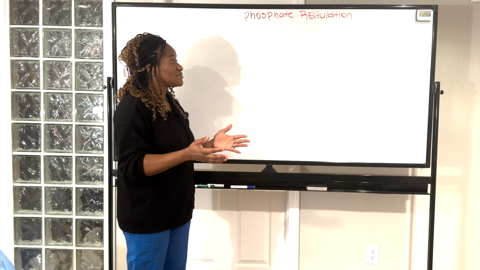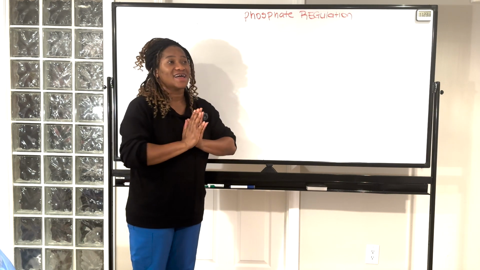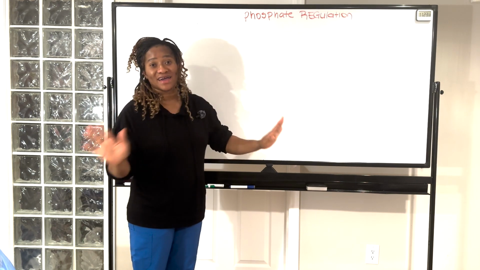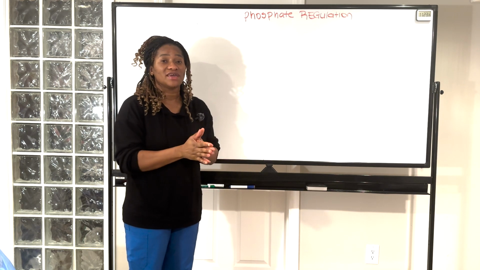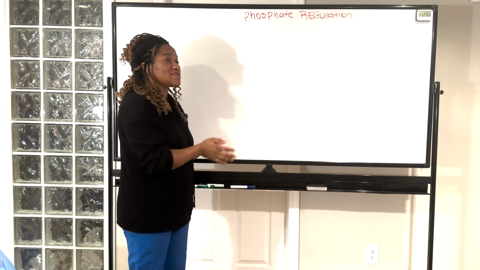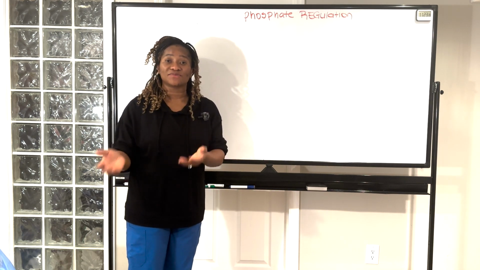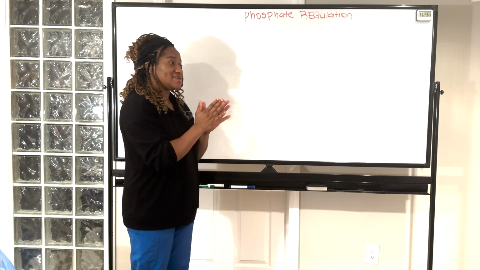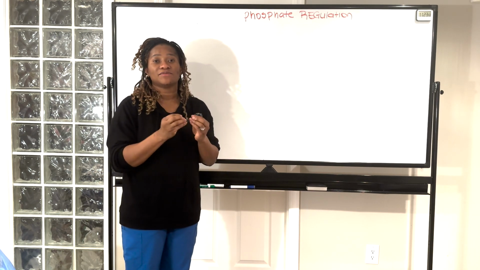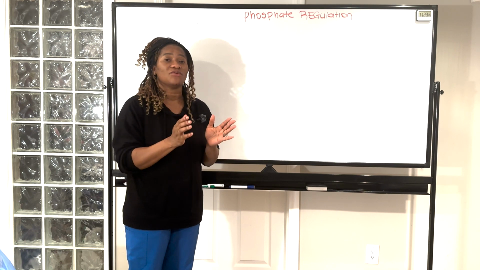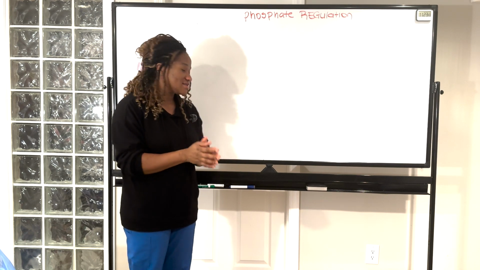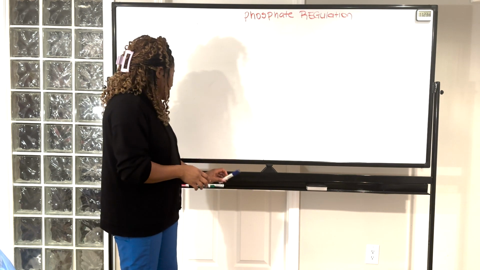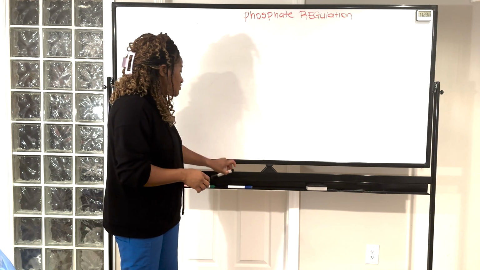Now, the phosphate regulation is not going to be as wide as calcium regulation. The main hormone that regulates phosphate is also the main one that regulates calcium, which is why they are tied together. It's going to be the parathyroid hormone, secreted by our parathyroid glands. So let's see how this is going to go.